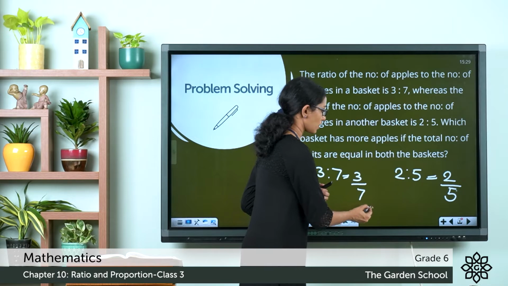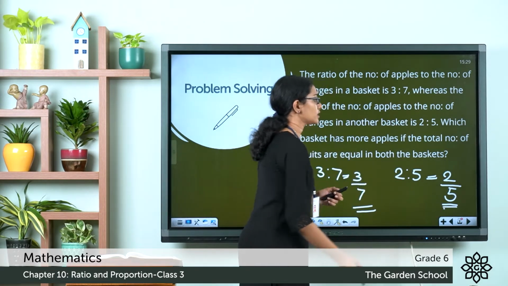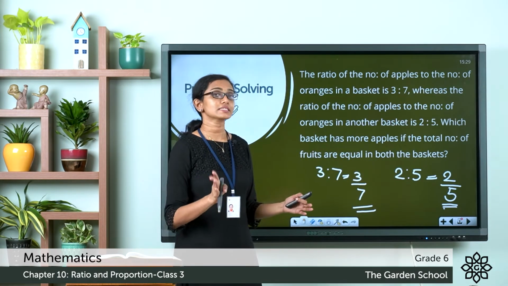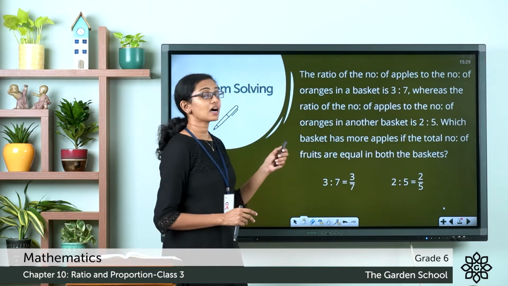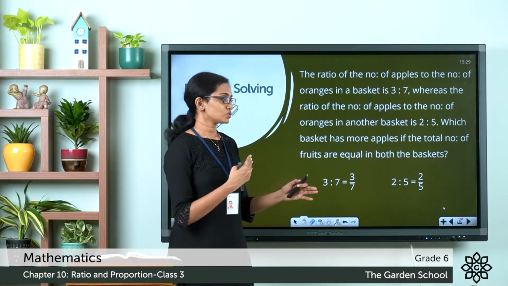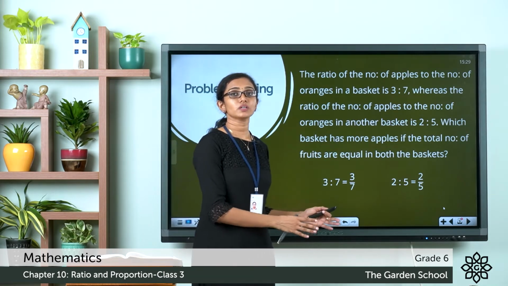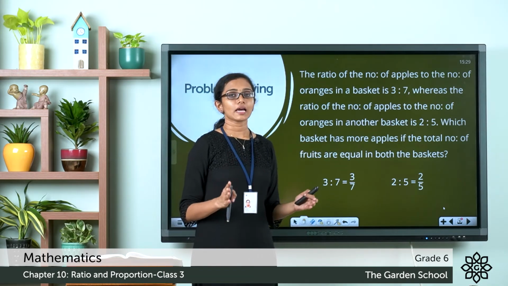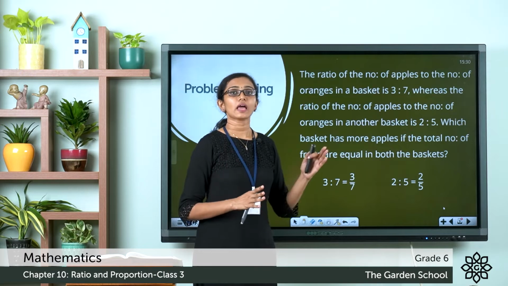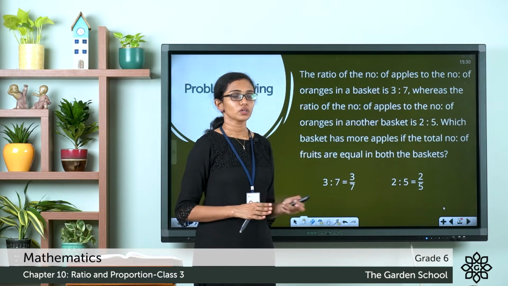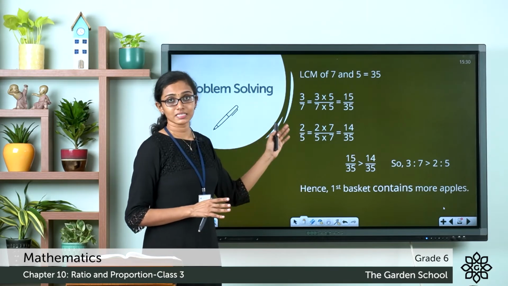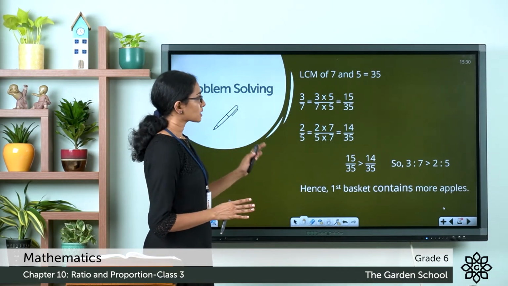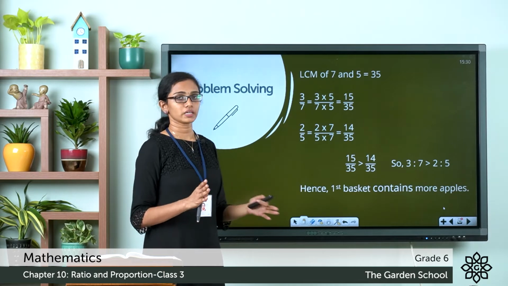So, we have got two fractions, 3/7 and 2/5. Now, let us compare these two fractions. You can see the two fractions are unlike fractions. So, to compare unlike fractions, the first step is to convert them into like fractions with the help of the LCM of the denominators. The denominators are 7 and 5 and the LCM of 7 and 5 is equal to 35.